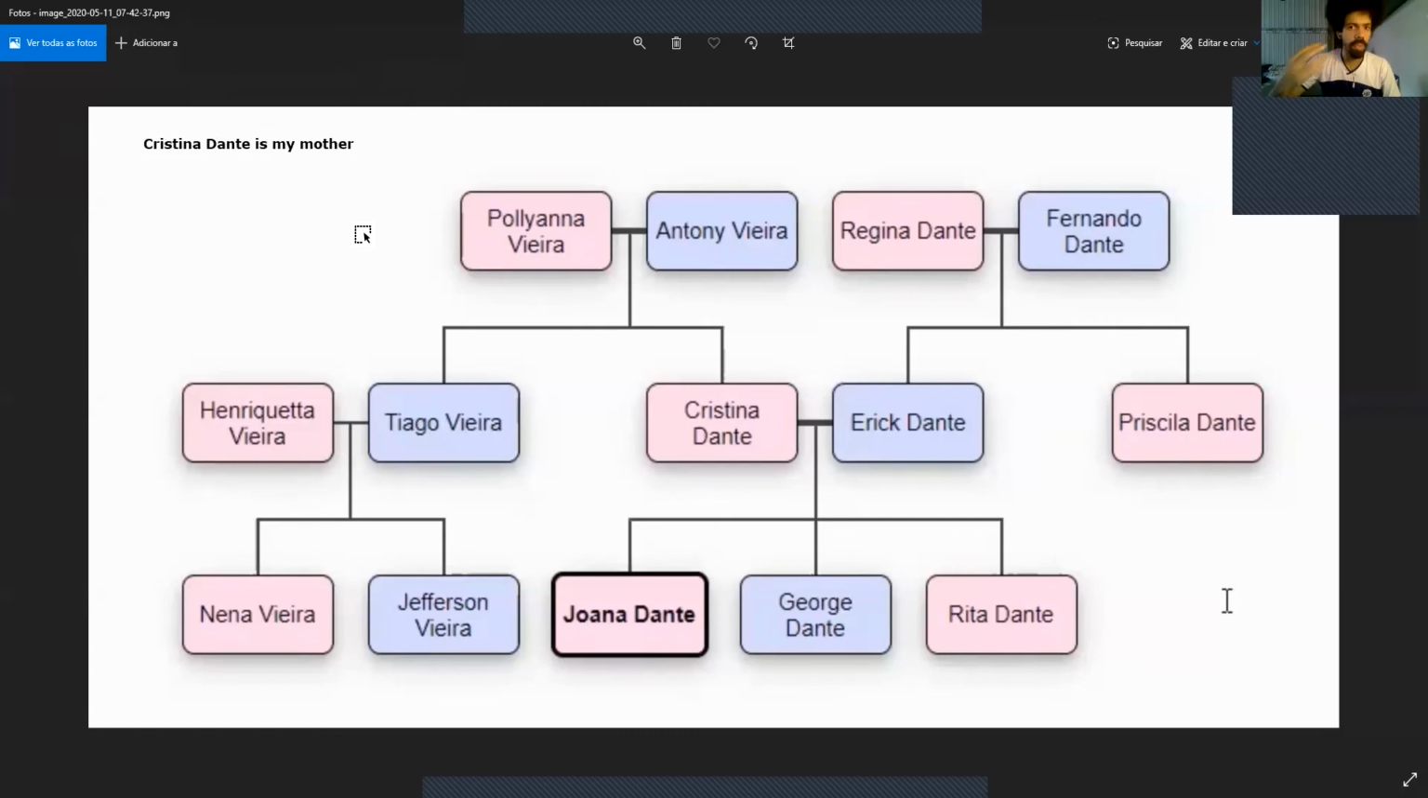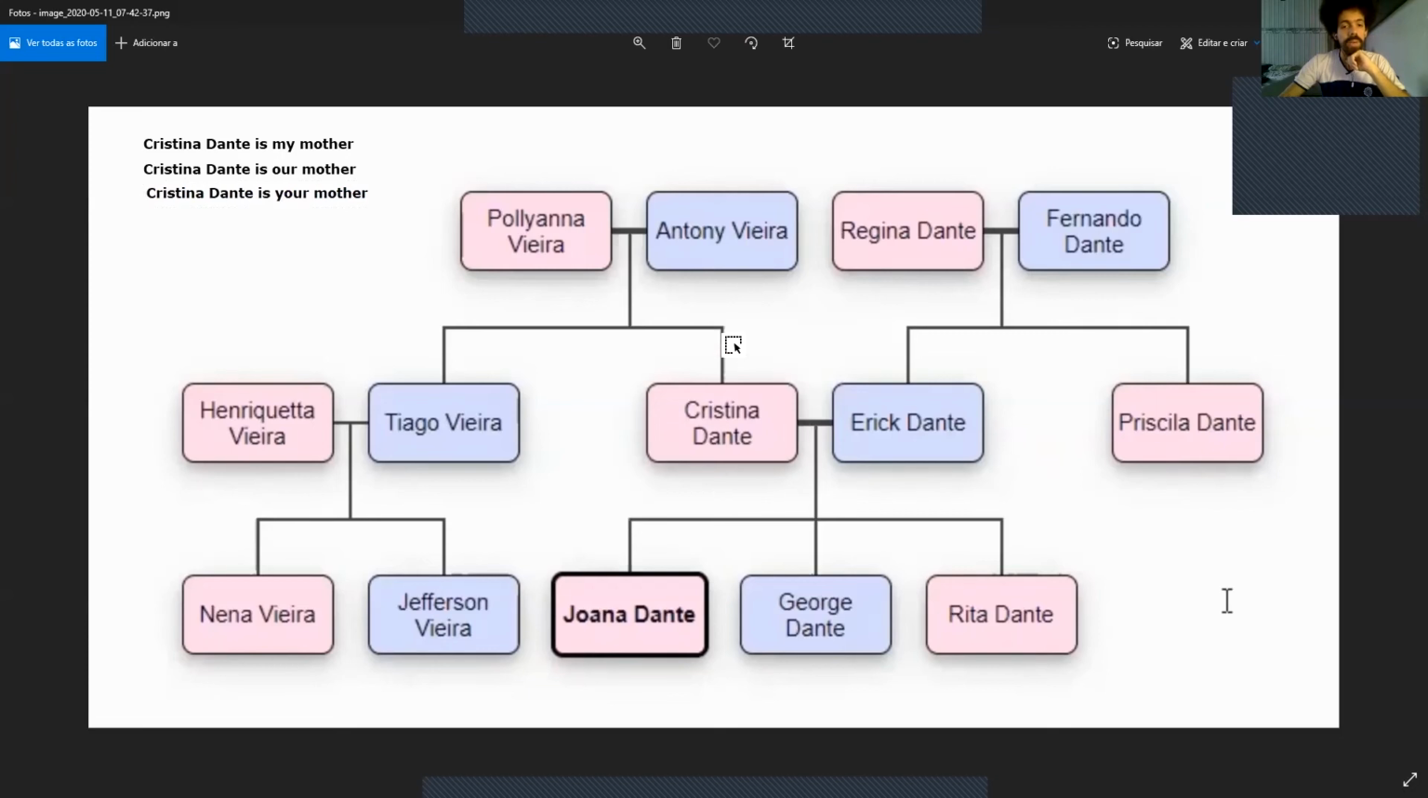Se nós como grupo fôssemos nos definir juntos no plural, como Joanna Dante, então essa mesma frase ficaria um pouquinho diferente. That would be Christina Dante is our mother. If we say that you are Christina Dante, using this pronoun you, which is second person, we would say Christina Dante is your mother.